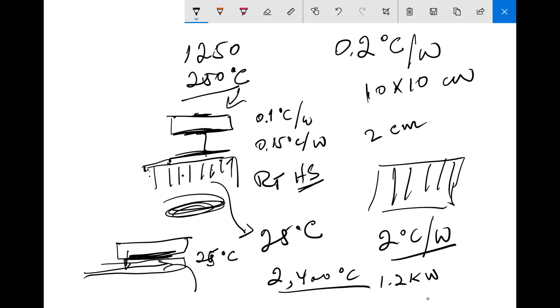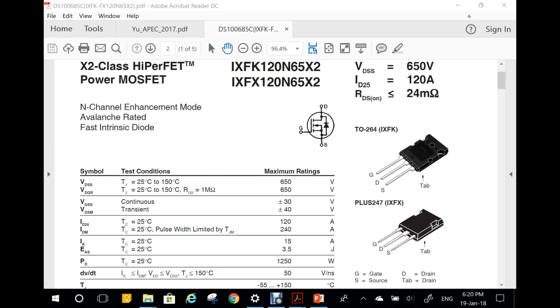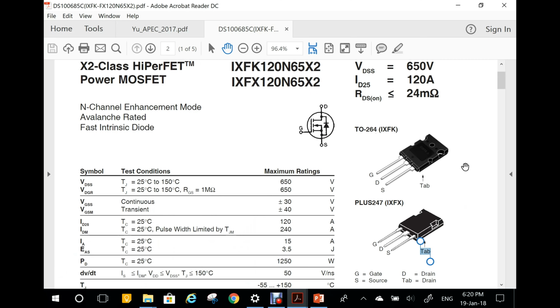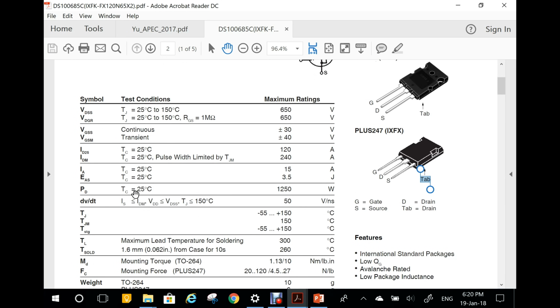The bottom line is that this number here of 1.2 kilowatt is just not realistic. I mean, this is really way off. And again, it just comes from this parameter of junction to case of 0.1, which is just the beginning of the story, and that's not the end of the story in terms of the thermal conduction.